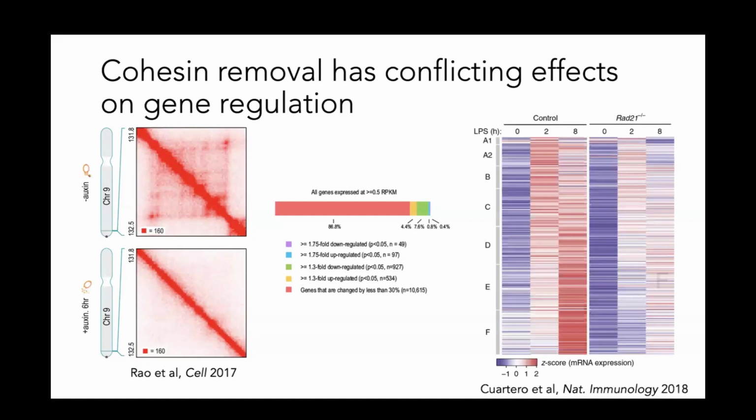This is in contrast to a different context, in a paper from Matthias Merkenschlager's lab, where they have RAD21 knockout macrophages that they stimulate with lipopolysaccharide. In this case, the stimulated response is largely attenuated in the absence of cohesin. So the idea here is that perhaps cohesin plays a more important role in transitions in gene expression, as opposed to maintaining steady state patterns.